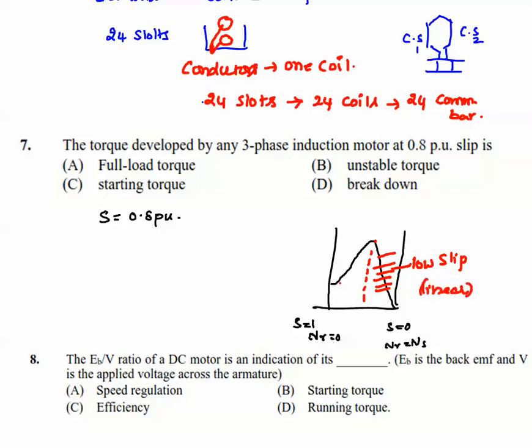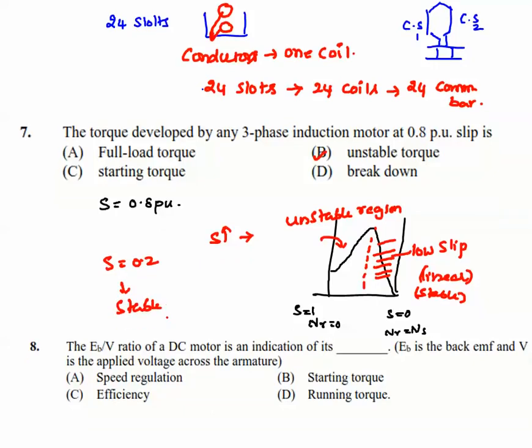As the slip value increases, we will have this as the unstable region, and here we have the stable region. As the slip value increases, we get an unstable region. So here we have unstable torque produced because the slip is 0.8. Suppose if the slip is say 0.2, then we can say it's a stable region.